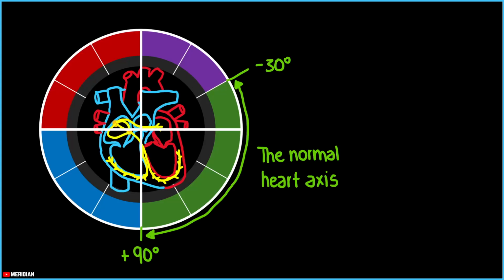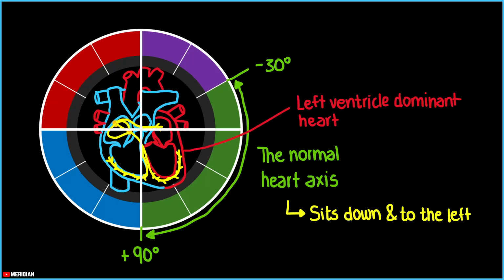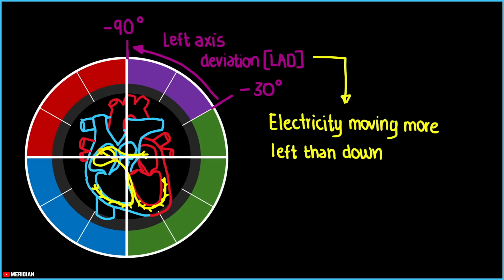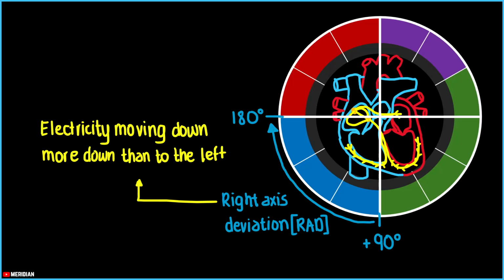The normal axis range is negative 30 degrees to positive 90 degrees. That entire range sits down and to the left, consistent with the left ventricle dominant heart. Left axis deviation is more negative than negative 30 degrees, meaning that electricity is moving more to the left than down. Right axis deviation is more positive than positive 90 degrees, meaning that electricity is moving more down than to the left.